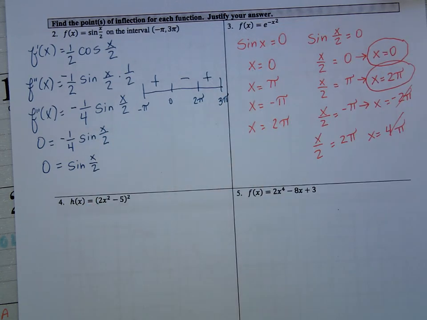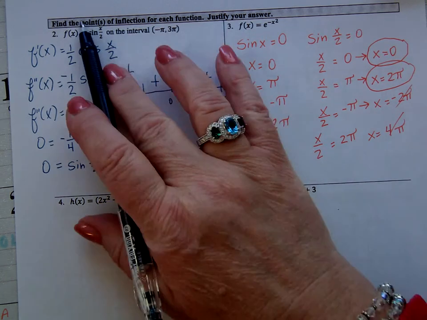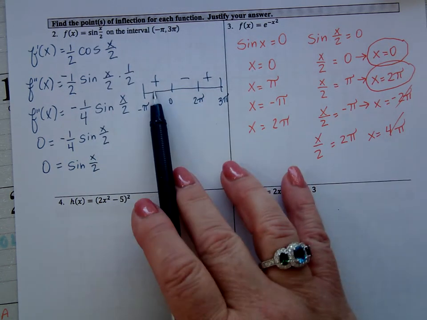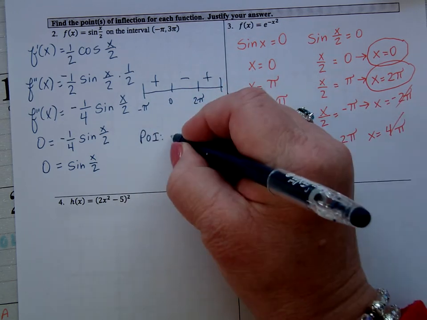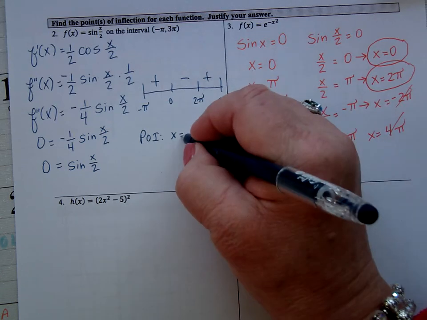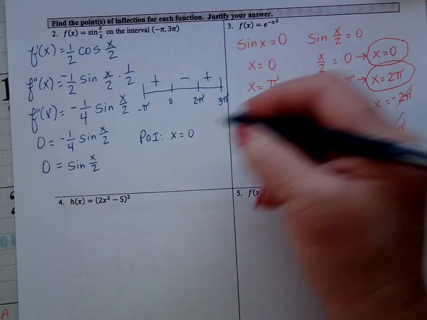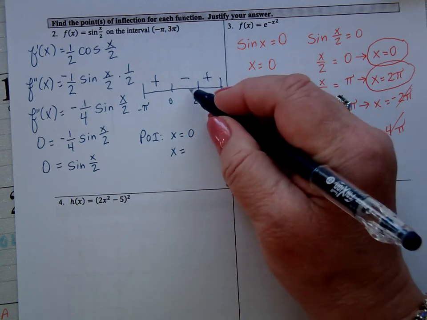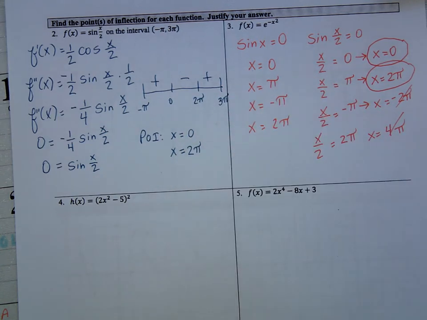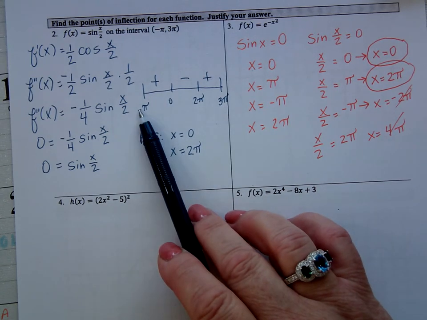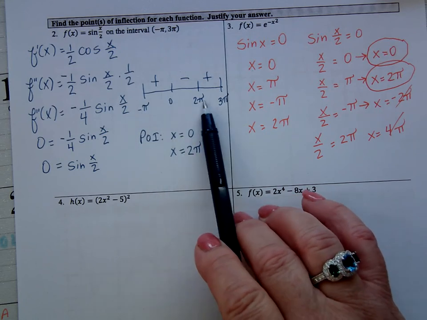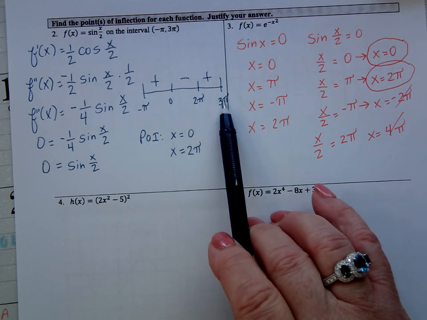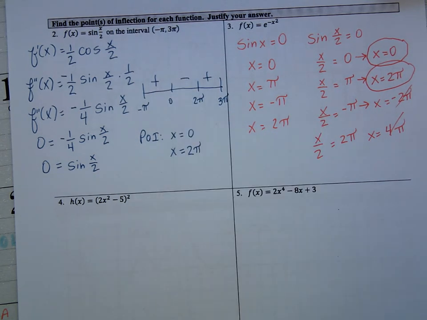So the question's asking, find the points of inflection. It has to change signs. So if I change signs, then I know that I have a point of inflection at x equals 0. And I know I have a point of inflection when it goes negative to positive at 2 pi. If they had asked you for concave up, concave down, you could say it's concave up from negative pi, here's where the boundaries come in, from negative pi to 0. It is concave down from 0 to 2 pi, and then concave up from 2 pi to 3 pi. So these boundaries will come into play if they ask you a question like that, even though they didn't.